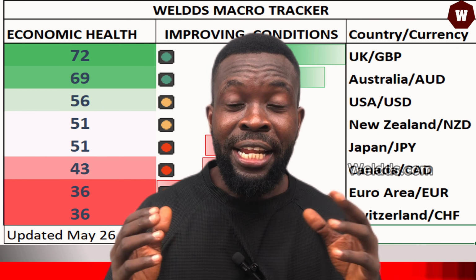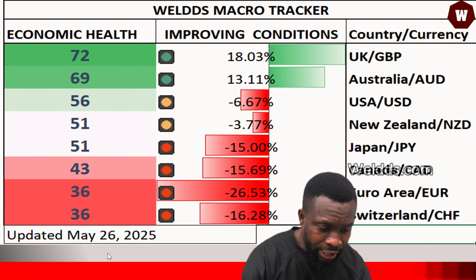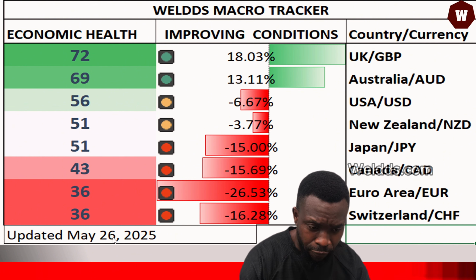The Weldds Macro Tracker is something we developed that helps us to analyze all those macroeconomic data that we have looked at, plus other ones. And at the end of the day, it prints out the overall economic health of the 8 most traded economies. And if you look at it here, this was updated on the 26th of May. And when you look at overall economic health, the United Kingdom is performing better than any other one.